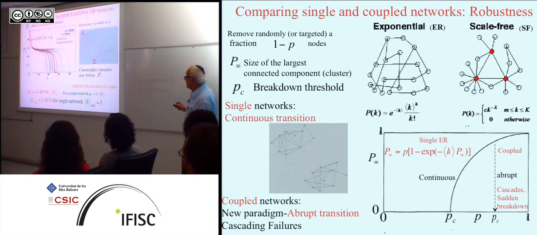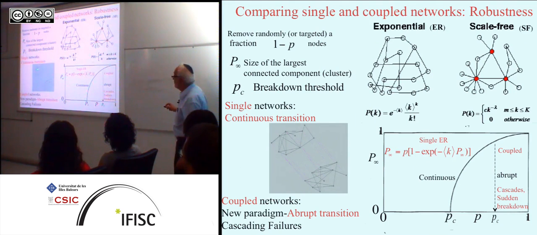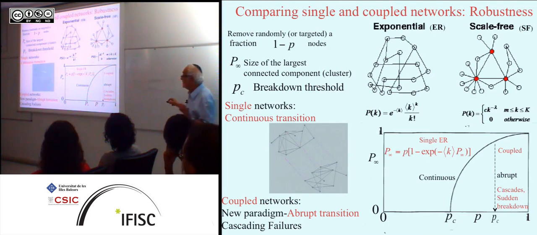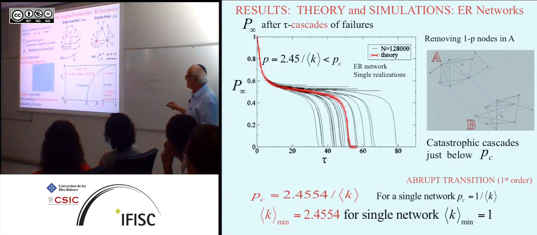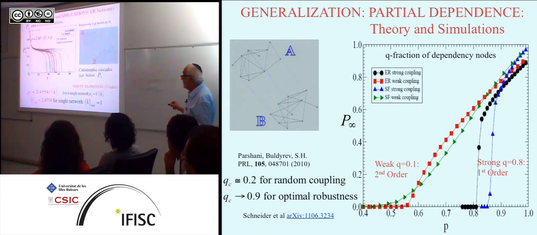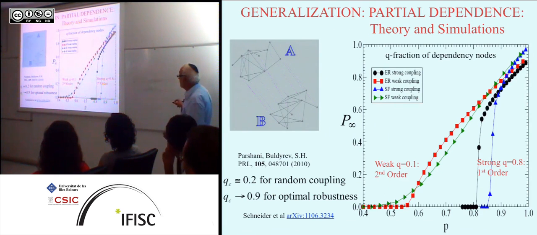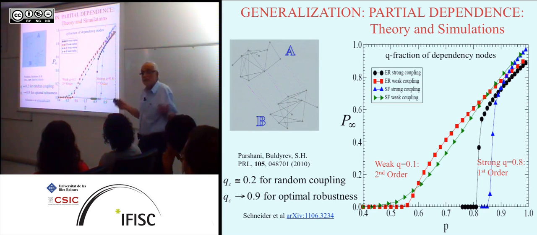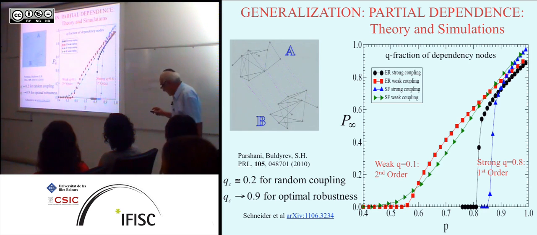Coupling strong means that all nodes here depend on all nodes here. This is the strongest coupling. Every node in one system depends on another. But if you weaken it, you take only a fraction of nodes here that depend on a fraction of nodes here, which we call Q. So if Q is smaller, for example Q is 0.8, 80% here depend on the other, you have a sharp transition. But if Q is 0.1, you have a smooth transition. I mean, if you have little coupling, the system does not fall dramatically.